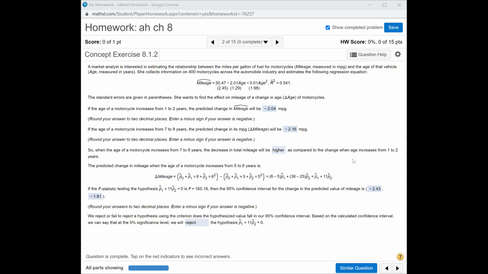So what we need, Andrew, if you think about this, is the 95% confidence interval for this thing here, right? Beta 1 hat plus 11 times beta 2 hat. And we have beta 1 hat, also we have beta 2 hat. Beta 1 hat is minus 2.01, and I just plug it in.